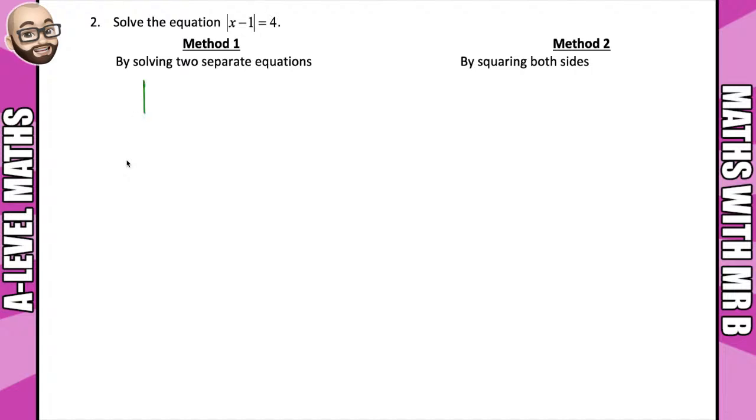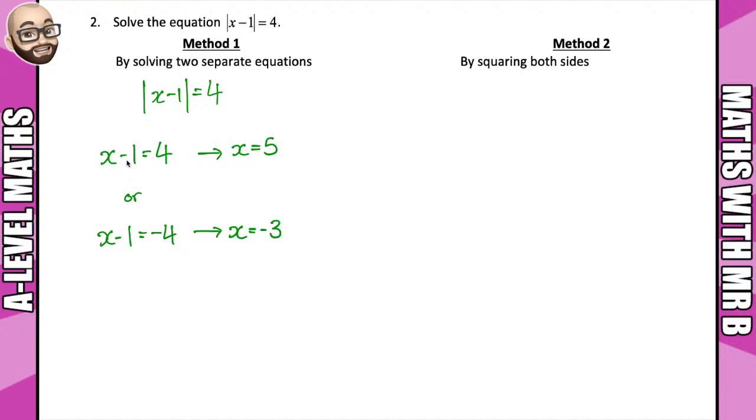If I write out the equation that we're solving here, we want the modulus of x minus 1 to equal 4. That means this thing here needs to have size 4, so it's either going to be 4 or it's going to be minus 4. And what we do is we write out both those different equations. We want x minus 1 to equal 4, or we want x minus 1 to equal negative 4. If we solve the top one, we get 5, and if we solve the bottom one, we get minus 3.